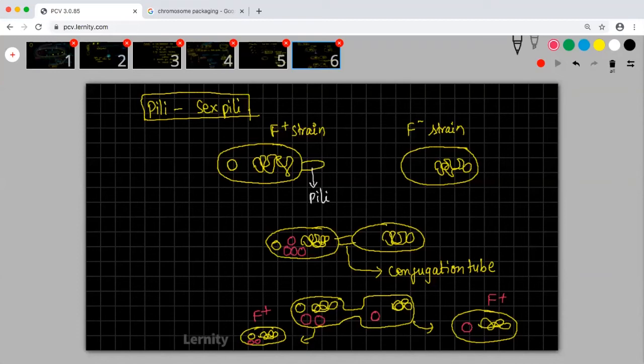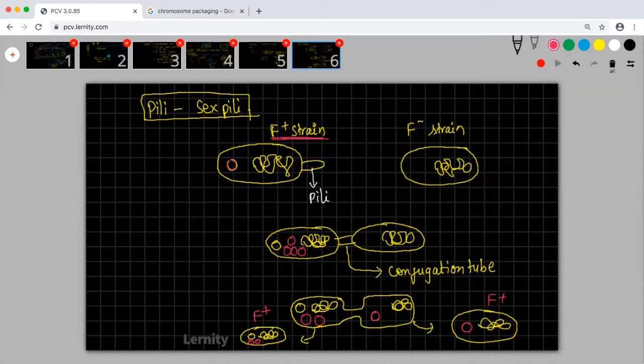So I told you that I'll be teaching you conjugation. And I told you about the role of pili. Okay, I'll teach you. So that is what we are seeing here. What you are seeing here is, let us say that this particular bacteria, the first one which is here, I am calling it as F plus strain. Why do I call it as F plus strain?